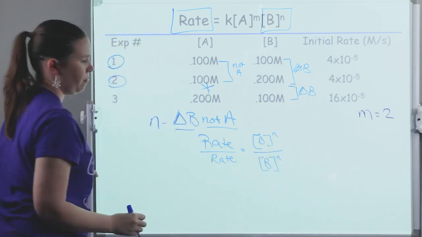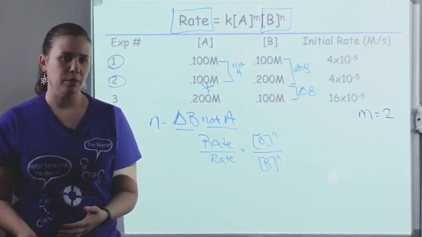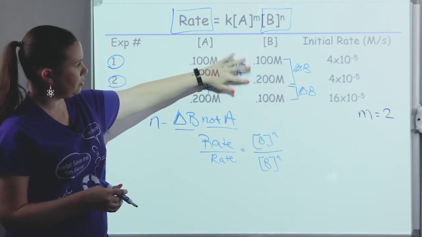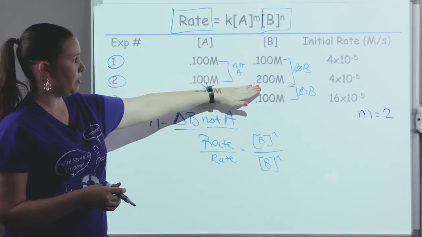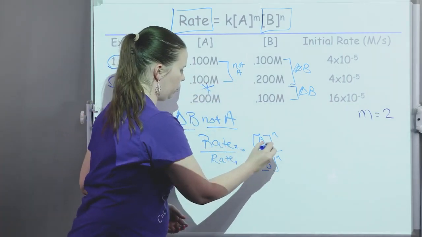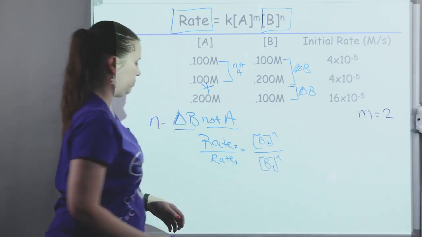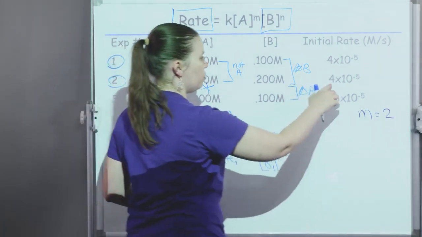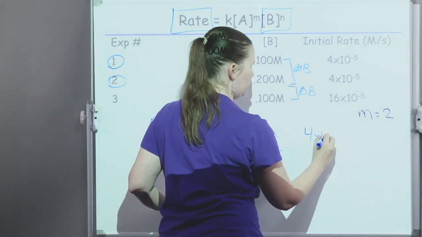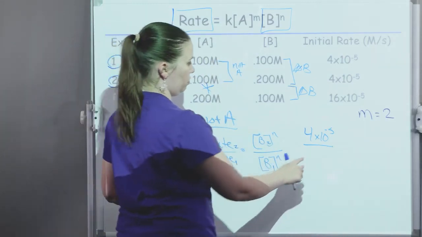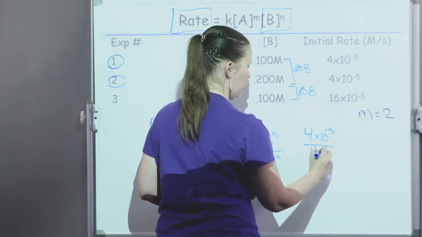So the N. Again, I would recommend putting the larger experiment on the top. So if I'm looking at these concentrations, experiment 2 seems to have the larger number. So I'll put the rate of 2 over 1 and concentration of 2 over 1. So let's plug this in. The rate of the second one is 4 times 10 to the negative fifth. And the rate of the first run actually had the same rate.